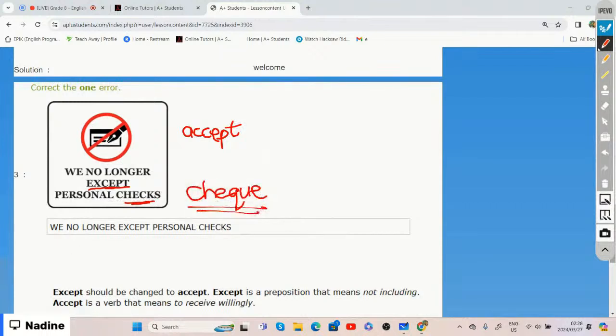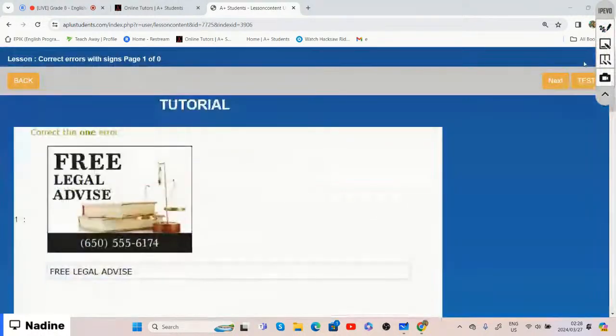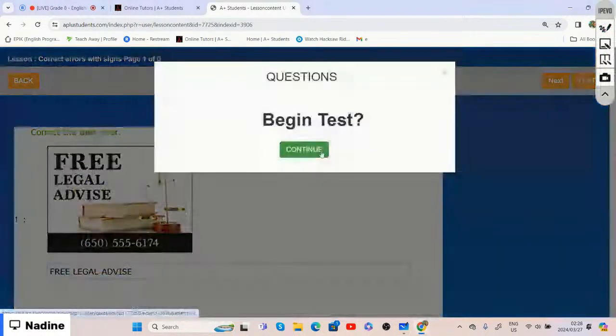But I'm not sure because I'm not picking that one up. But check is supposed to be written like that. And this check is like to check your body, check your belongings, right? English can be so complicated. But accept is correct. Now let's go to our test.